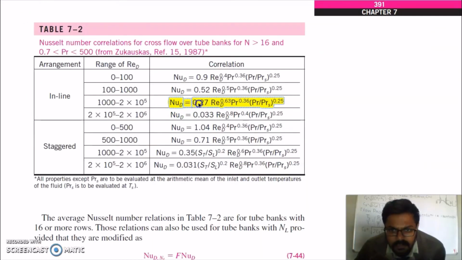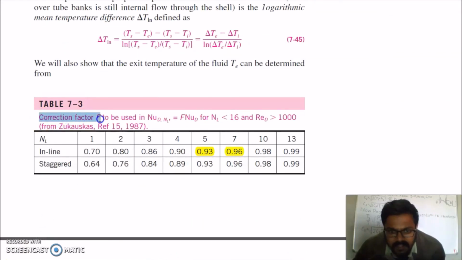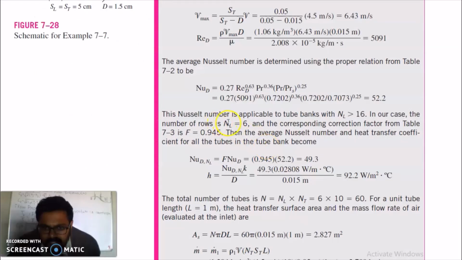So this Nusselt number is for tube banks with NL greater than 16. But in our case, the number of tubes is less than 16. So we use a correction factor because we have this Nusselt number, but the number of tubes is less than 16. So our correction factor is 0.95 for 6 tubes between this and this value. Thus, this Nusselt number is applicable for NL greater than 16. In our case NL is 6.